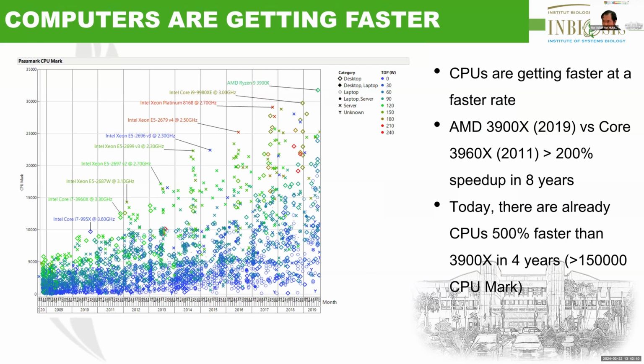And computers are getting faster at a faster rate. So this is just a chart showing the relative score. This one is from the database CPU-Mark. We can see that between 2001 and 2019, over 8 years, the performance of CPUs in our laptops or in our desktops basically doubled in performance. But in the last 4 years, it's already 5 times faster.